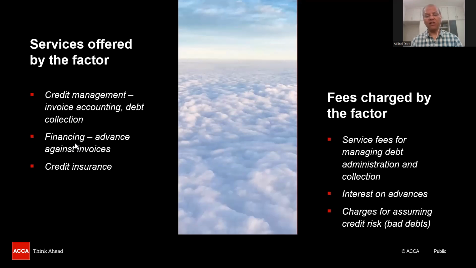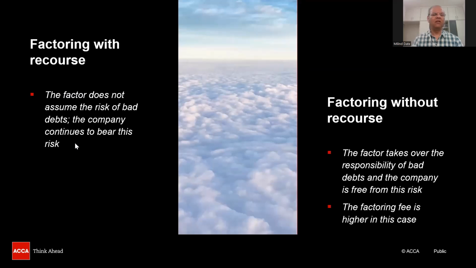In case of without recourse, the factor cannot go back to the selling company even if the customers don't pay. They have to assume the risk of bad debts. So that's how these specific terminologies are used for factoring arrangements, with recourse and without recourse. So factoring with recourse, the factor does not assume the risk of bad debts, whereas factoring without recourse means the factor takes over the responsibility of bad debts. And naturally, in a without recourse kind of arrangement, there will be an extra fee payable.